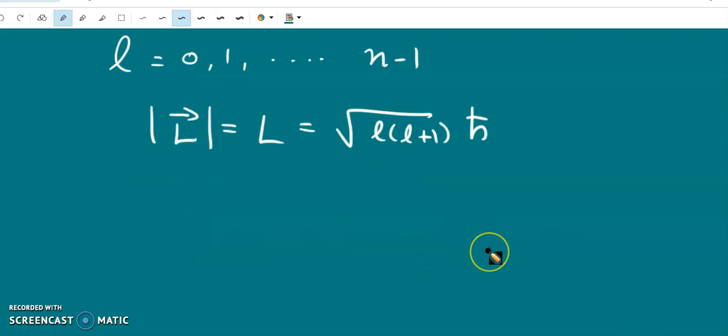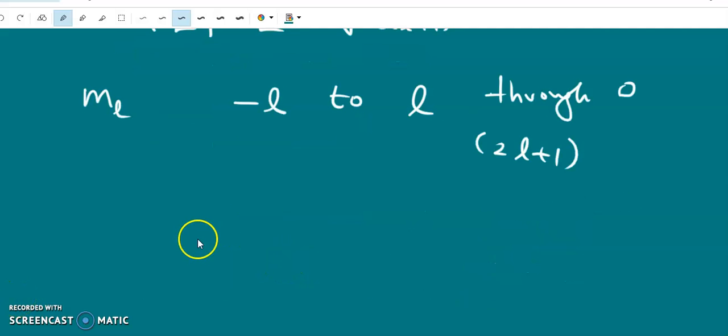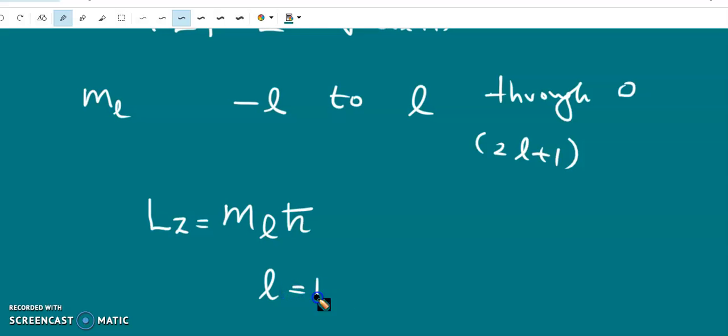The magnetic quantum number ml can have 2l plus 1 values, ranging from minus l to plus l through 0. And ml specifies the space quantization of orbital angular momentum by specifying the component of L in the field direction. Suppose we have applied the magnetic field along the z-axis, then Lz is equal to ml times h cross. So ml can have 2l plus 1 values. When l equals 1, ml can have minus 1, 0 and plus 1.